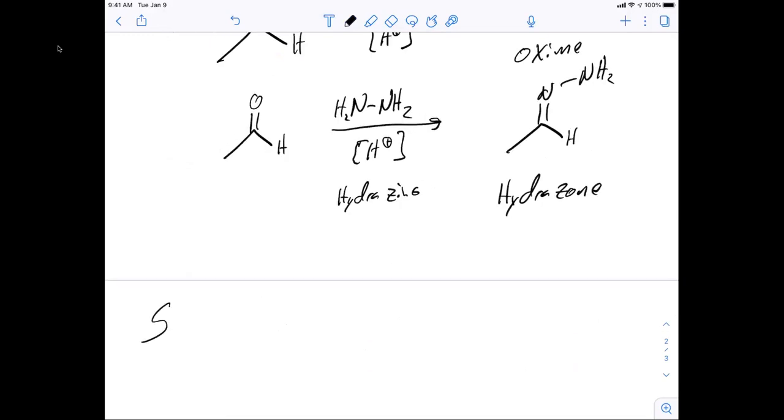The big difference then is when we go to secondary alcohols, secondary amines.